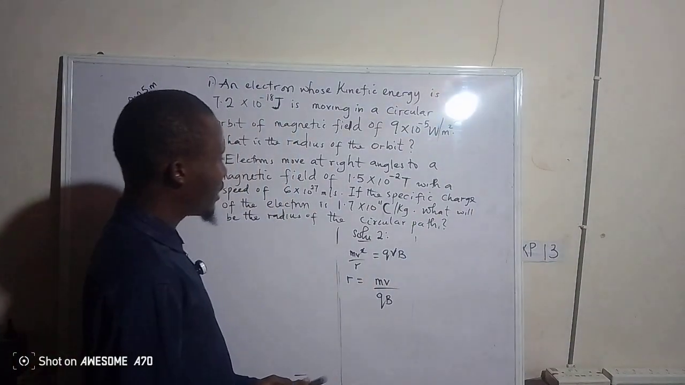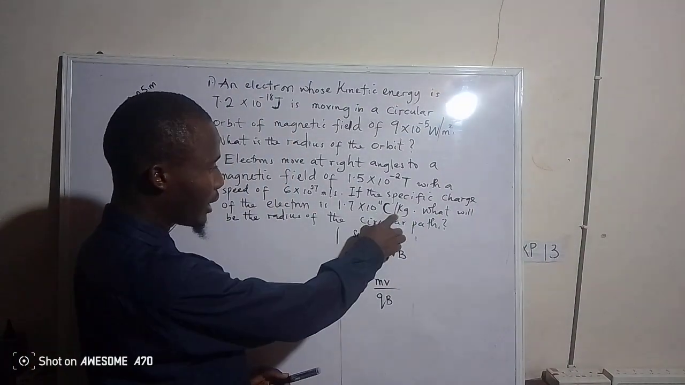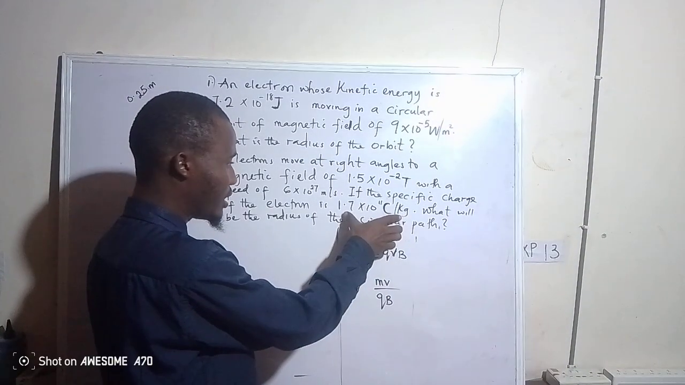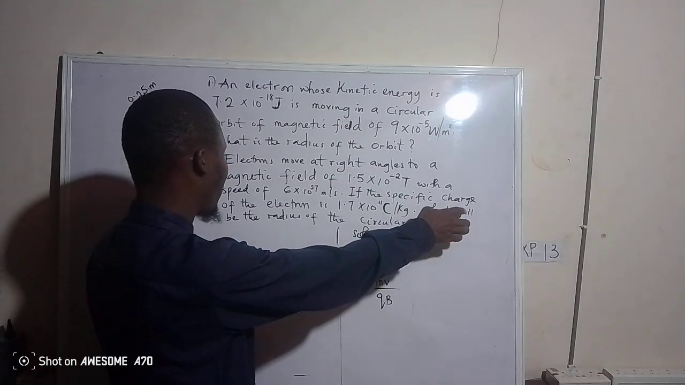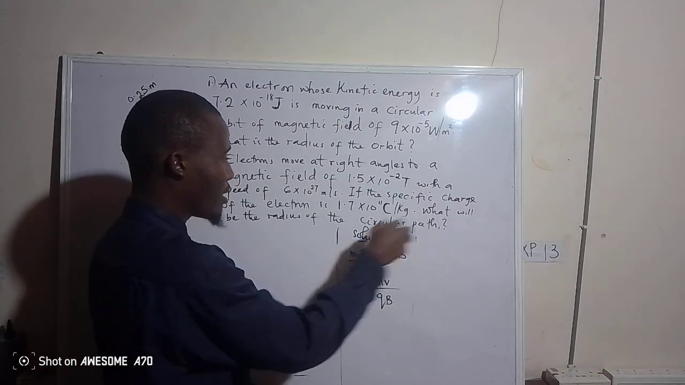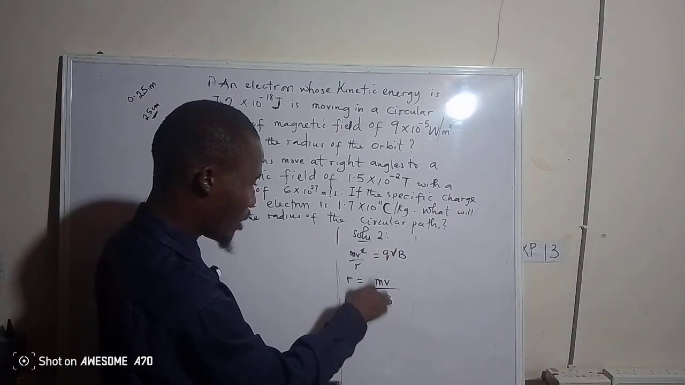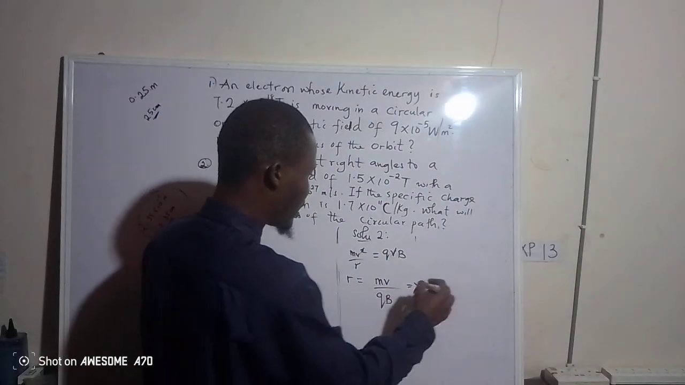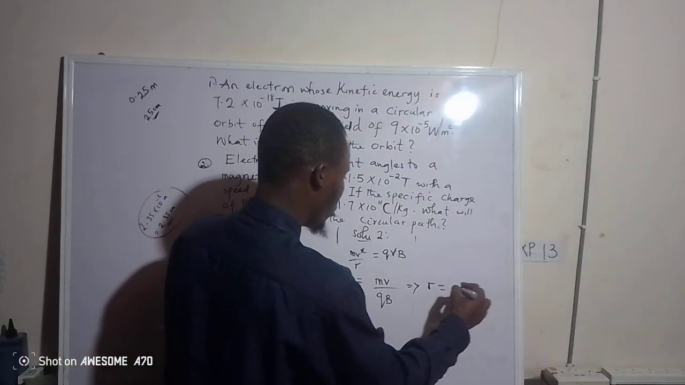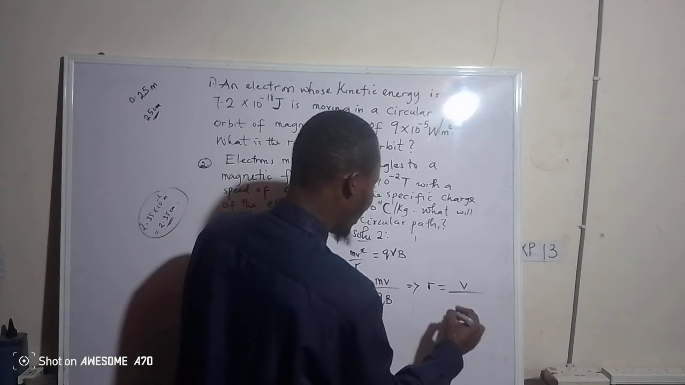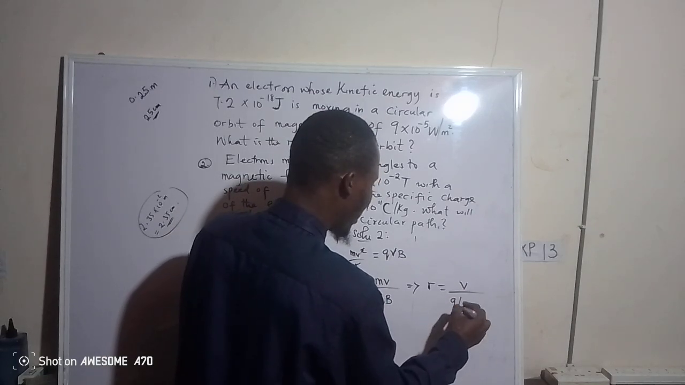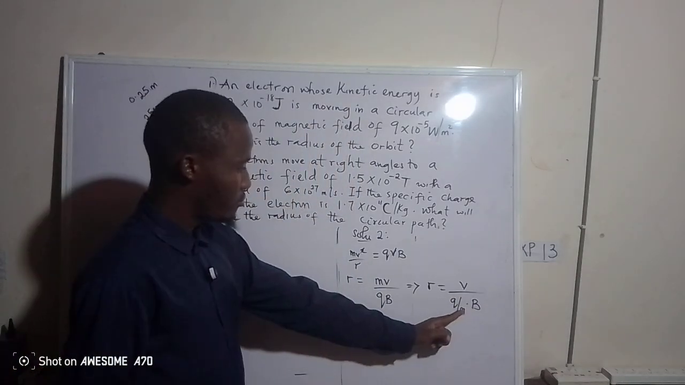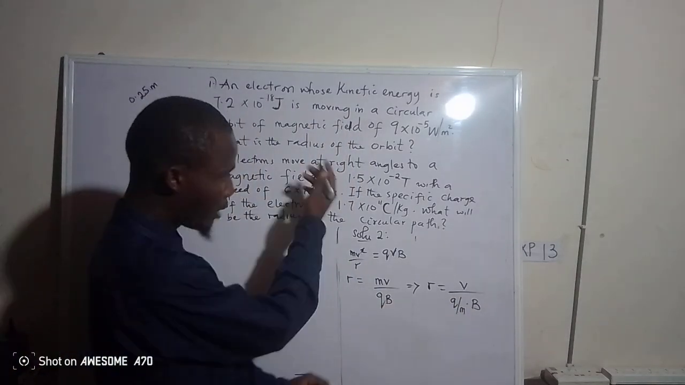So how do we plug in our value? Now look at this unit here, coulomb per kilogram. This is actually charge over mass. This is the value, that is specific charge. That's charge per unit mass. How do we do charge over mass here? As you can still recall, we write this formula as our r to be equals to v over q over m times B, because this is the same thing as this. So we can plug in our value.